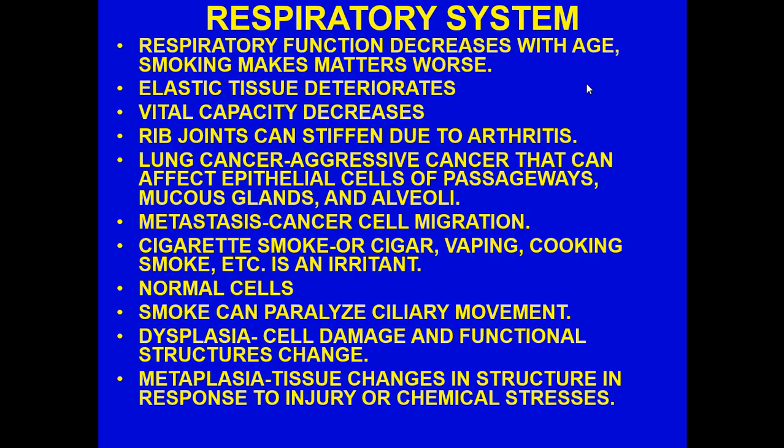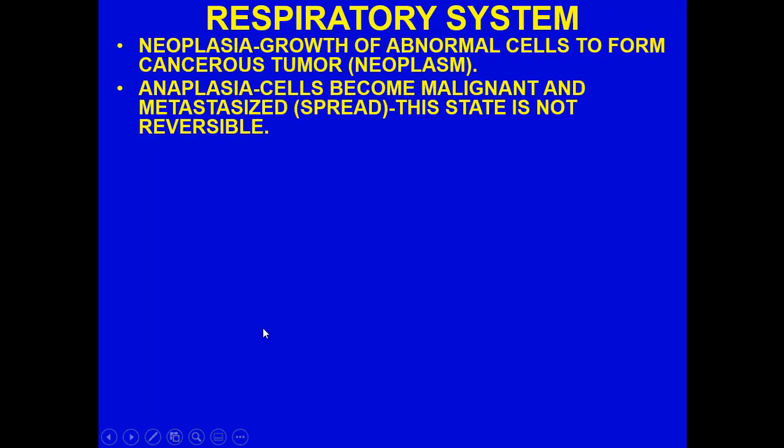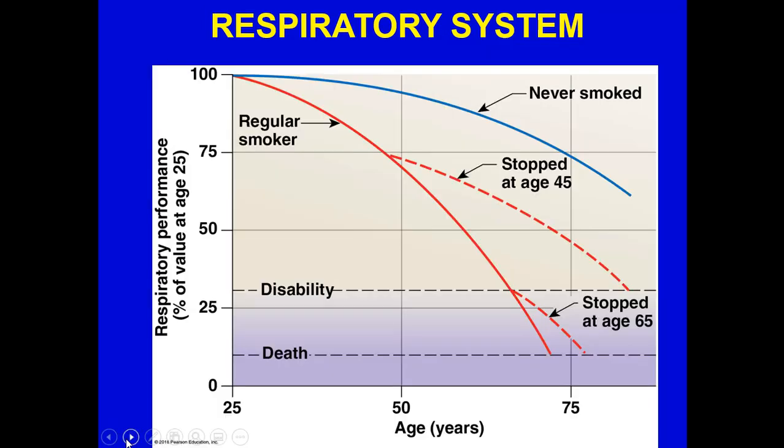It is when you get into metaplasia that tissue changes in the structure in response to injury or chemical stresses occur. And eventually from there you move into neoplasia, which is the growth of abnormal cells to form cancerous tumors, a neoplasm. Anaplasia is when the cells become malignant and have metastasized, spread. This state is not reversible.